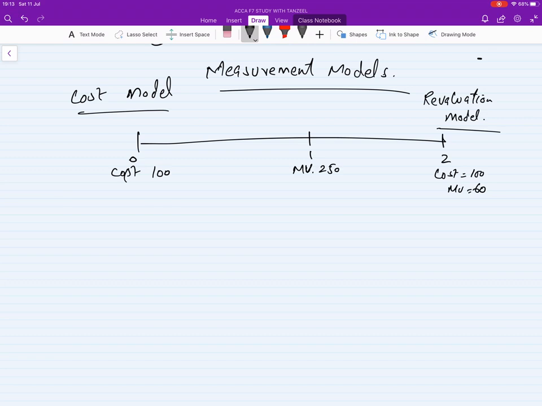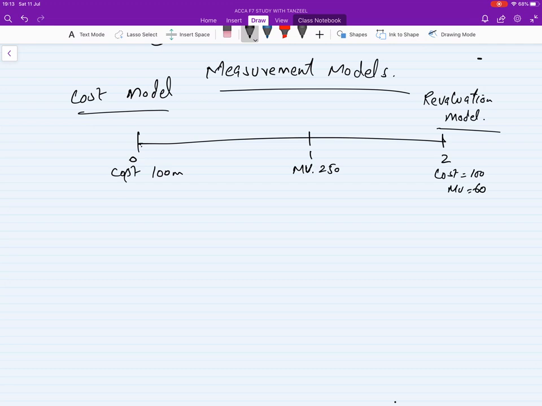Like if you have a land with the cost of 100 million, and at the year start you have this land with you. After 1 year, the market value of this land has increased to 215 million. So you got a gain of 150 million. The director was very happy, so he was like, oh yeah, let's start using the revaluation model.